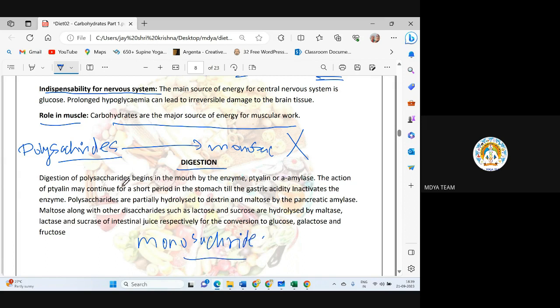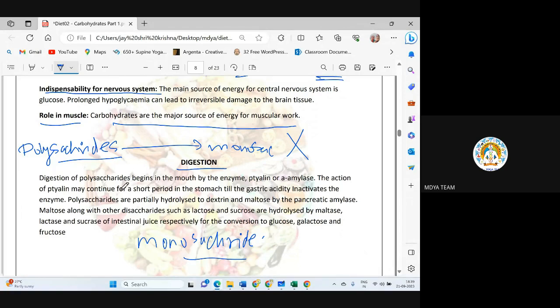But this breakdown will not be direct. It will be a gradual breakdown. Again, I am repeating because many students have confusion about this, like how polysaccharide is again forming polysaccharide, why it is not forming monosaccharide. Because this process is not direct. Polysaccharide will be divided into smaller polysaccharide, those will be divided again into smaller polysaccharide, those will be divided into disaccharide, and those disaccharides at the end will be divided into monosaccharide.